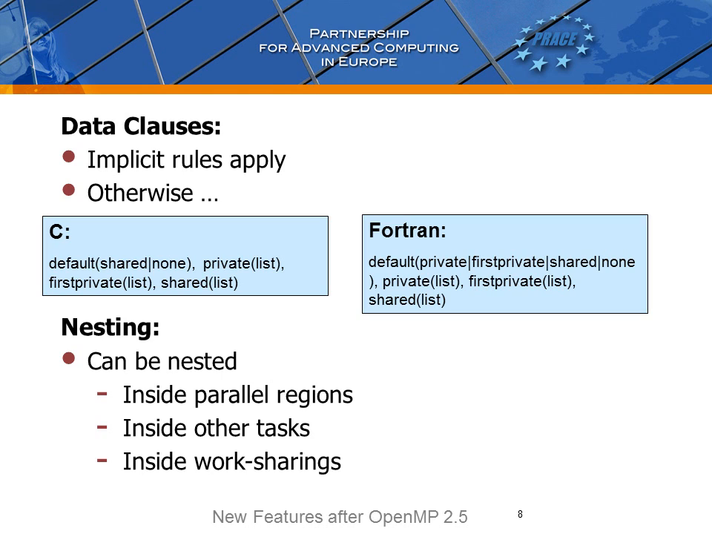If there is no default clause, a variable that is not listed in any data sharing attribute clauses is determined to be shared if it is shared in all enclosing constructs up to and including the innermost enclosing parallel construct. Otherwise, it is implicitly determined to be firstprivate.